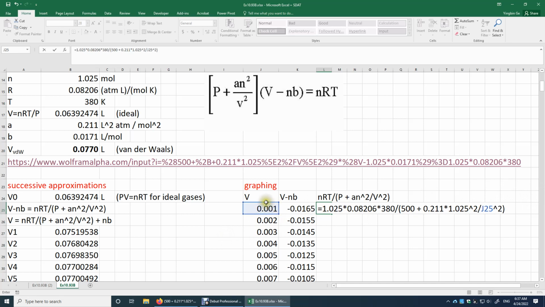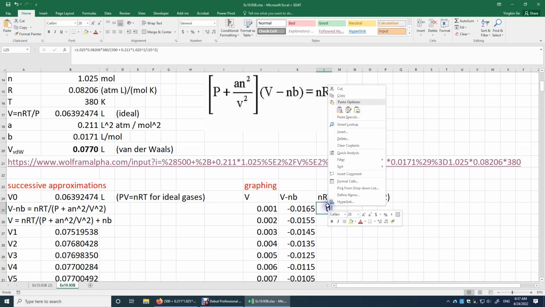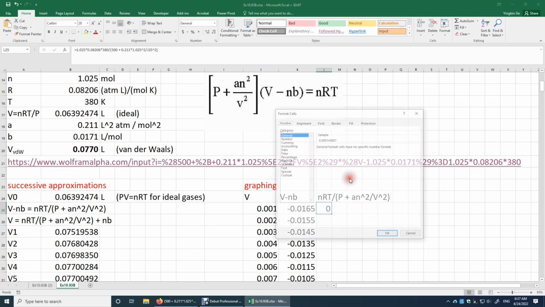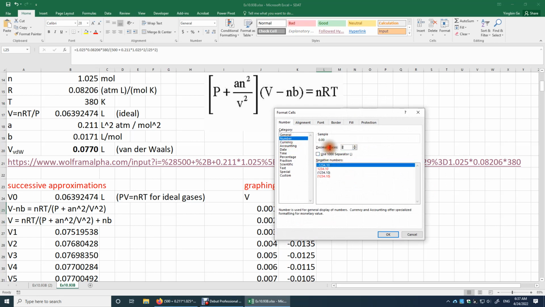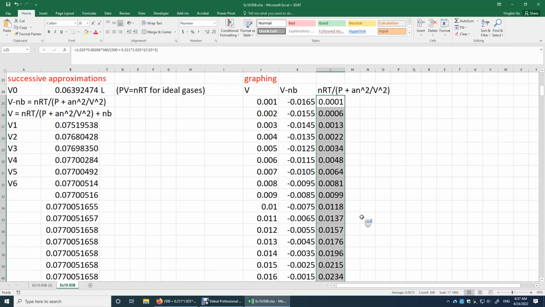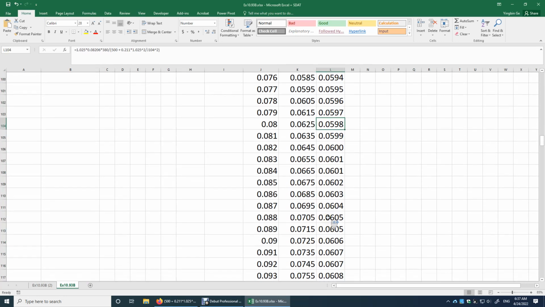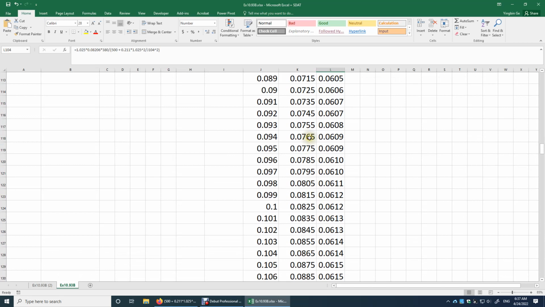All right, so basically we have a horizontal axis here, and then we have two functions. One function is V minus nB. The other function is nRT over P plus an squared over V squared. When these two functions cross each other, we have the solution. When they cross each other, that means they have the same value. I'm gonna change this to four decimal places. Let's see, four, okay. And then I'm gonna double click this, drag it down. Actually, just by looking at those numbers, compare these two function values, you're gonna see they are exactly the same somewhere.